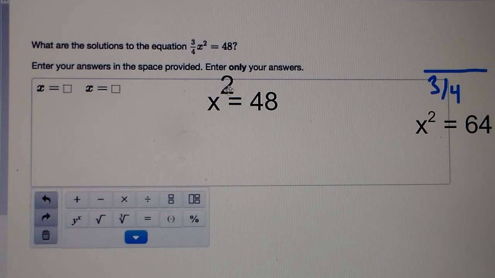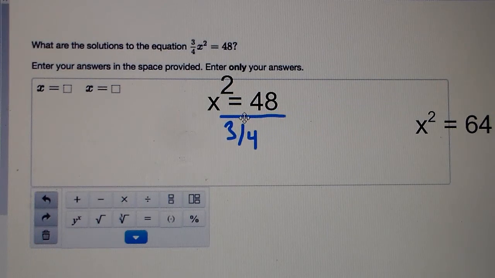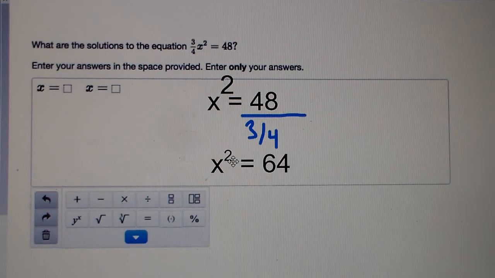3/4 x squared is equal to 48. What we're going to do, we're going to divide by 3/4 to both sides of that equation. So the 3/4 and this 3/4, they get canceled out. So 48 divided by 3/4 gets us x squared equals 64.